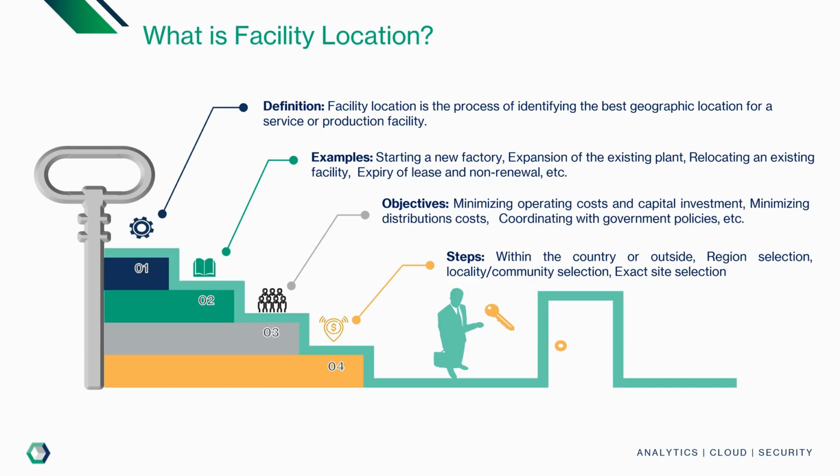First, let's define what facility location optimization is all about. Facility location is the process of identifying the best geographic location for a service or production facility. Some common examples include starting up a new factory, expanding an existing manufacturing plant, relocating a facility like an office or distribution center, or finding a new location when a current facility's lease is expiring and not being renewed.